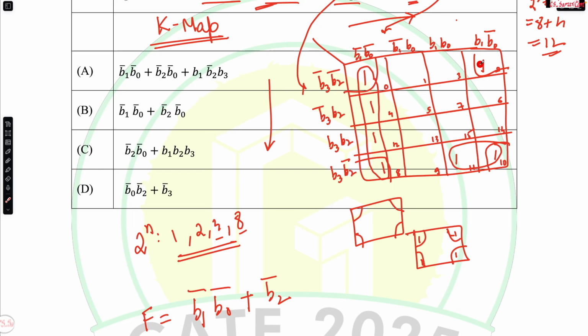So B2 bar we got. Now consider these two. What is changing? B1 bar is changing, right? B1 over here and then B1 bar over here. B2 B0 bar is remaining constant, so we can write B0 bar over here. So B0 bar remains over here, plus when you consider these two, this is the only grouping left after that.